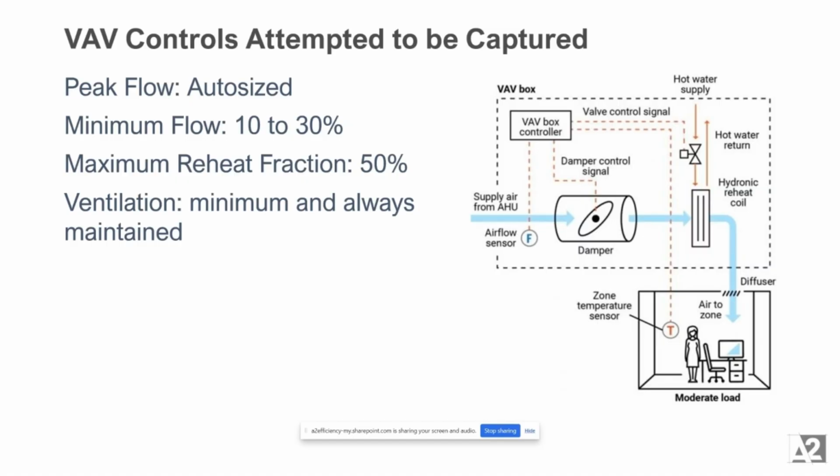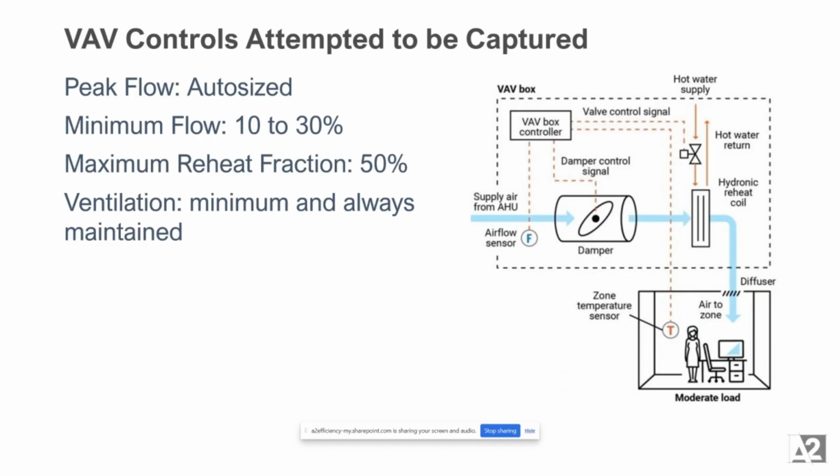This is kind of what we were doing. We were auto sizing the peak flow. We were adjusting minimum flows for VAV boxes. We had our maximum heating or reheat fraction, right? We had this dual maximum control configuration where we said, okay, in heating mode, let's never go above 50% of the peak flow. That's a pretty common control now in VAV, right? They call it dual maximum.